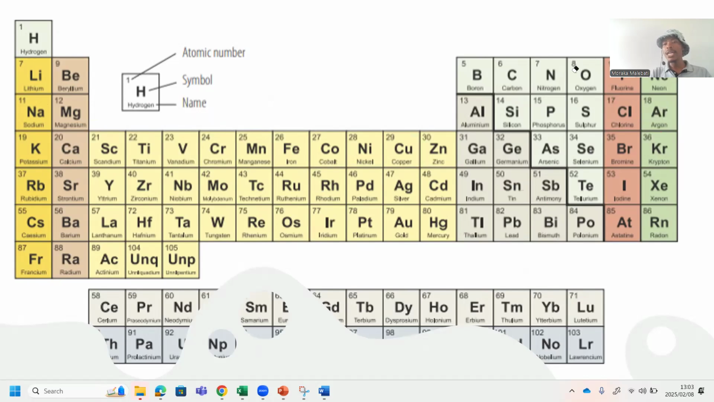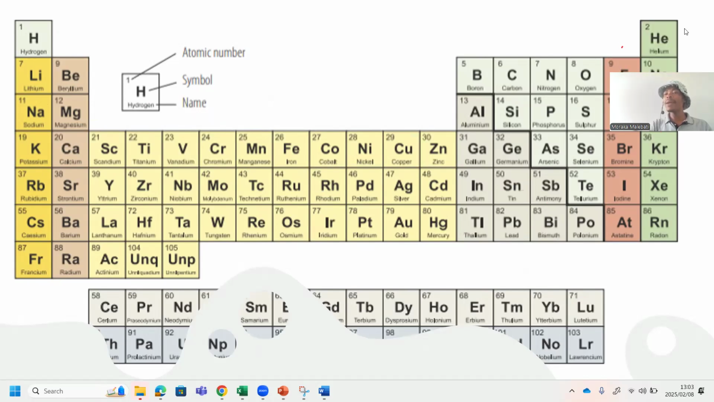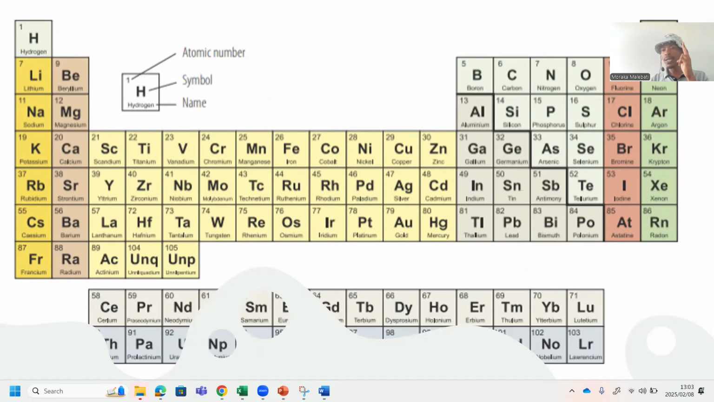The exception will only be helium. Helium has two valence electrons, but it is happy and comfortable. It reached its octet state with only these two. These are the exceptions. And the exception in group 1 is hydrogen, because hydrogen can lose one electron and can also gain one electron. So these are the only two exceptions.